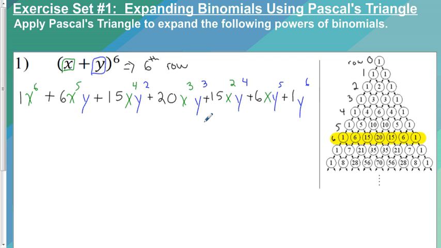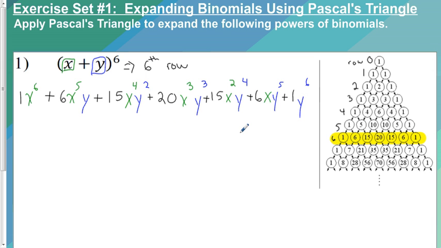So I work with the row first, then I deal with the first term, which was x, and I fill in, I want x to the 6th, and x to the 5th, and so on, and decrease by 1. And then I take the second term, which is y, and I increase the exponent by 1 each time. And so that is the binomial expansion of x plus y to the 6th power. Nothing too complicated, but we are going to look at ones that involve a little more thinking.